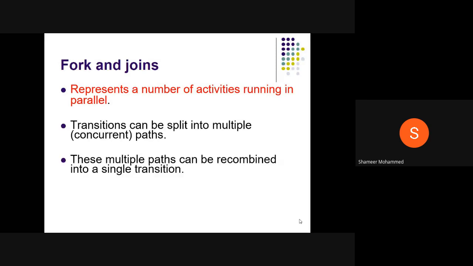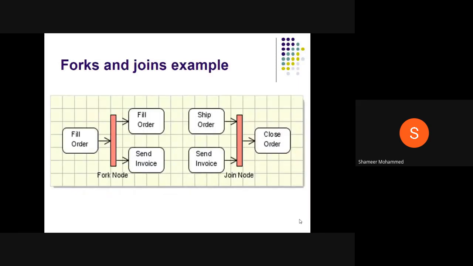So they gave you the example here like this. Order: fill the order, send the invoice, that is, the bill. So that order will be shipped to you and the invoice is sent, then you will close the order. So you are dividing this step into two paths. After completing these two paths, you are merging them and saying that the order is completed. I gave you this example.